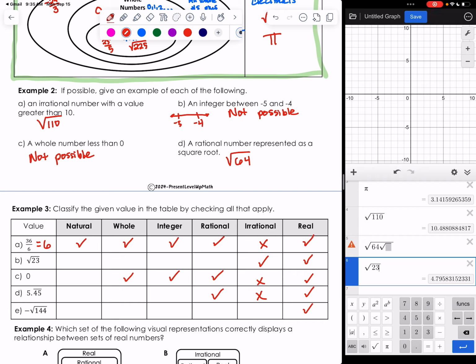Okay. Negative square root 144. Now that reduces to negative 12. So it's not a natural number and it's not a whole number because whole numbers begin with 0, and it is an integer. Now all integers are also rational, but they are not irrational. Okay, so I'll put little X's here. You don't have to do this because it said check, but I'll go ahead and do that.